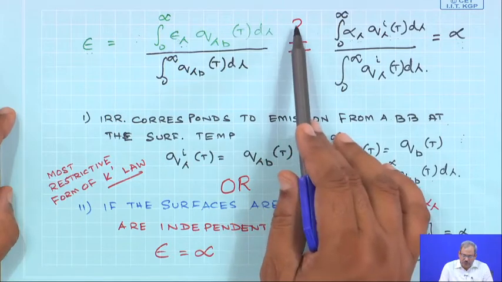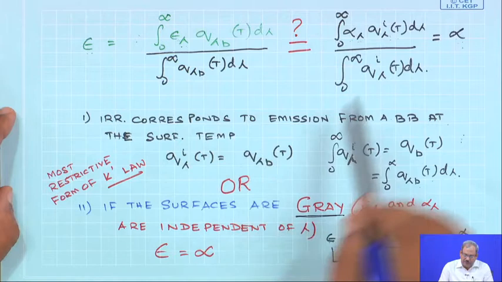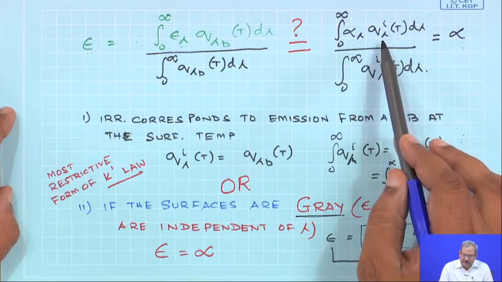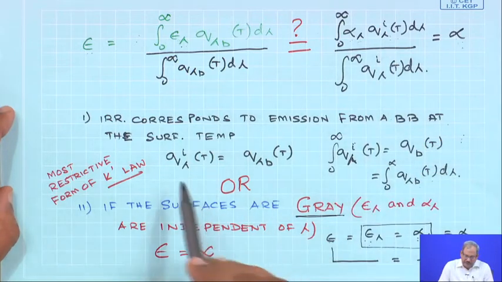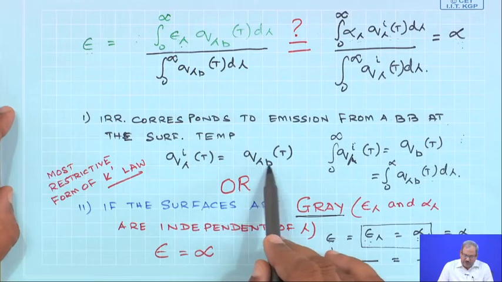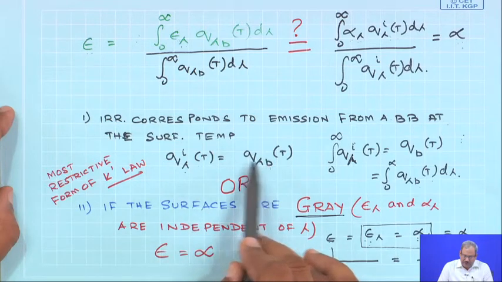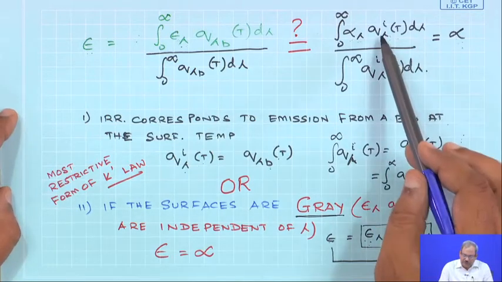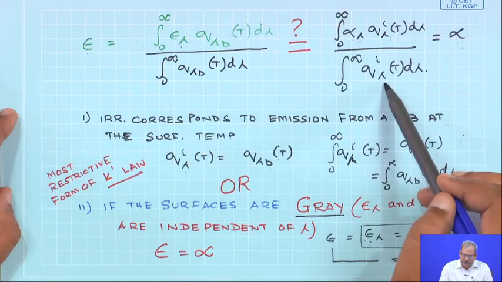So, we would like to see when these two are going to be equal. If it so happens that the incident radiation that is falling on the surface is coming from a black body at the same temperature as that of the surface, then q I lambda t would be equal to q lambda b t. So, the incident radiation is coming from a black body at the same temperature. Therefore, this would be q lambda b t, this is also going to be q lambda b t.